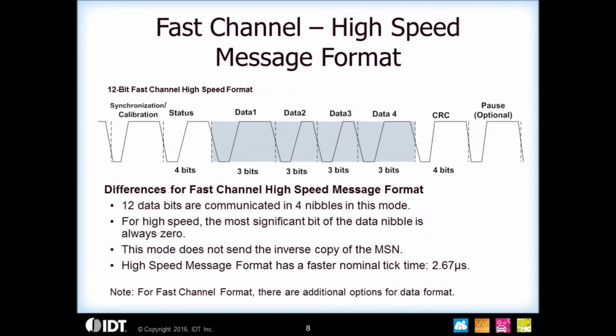The third fast channel messaging format is called the high-speed message format. And here you can see that the data is coming out as 12 bits, but it comes out in 4 nibbles instead of 3 nibbles, with only 3 bits represented. And by eliminating the most significant bit in each nibble, it does narrow the overall pulse width so you can get faster data throughput. And this also has a slightly faster tick time than standard. It's 2.67 microseconds.